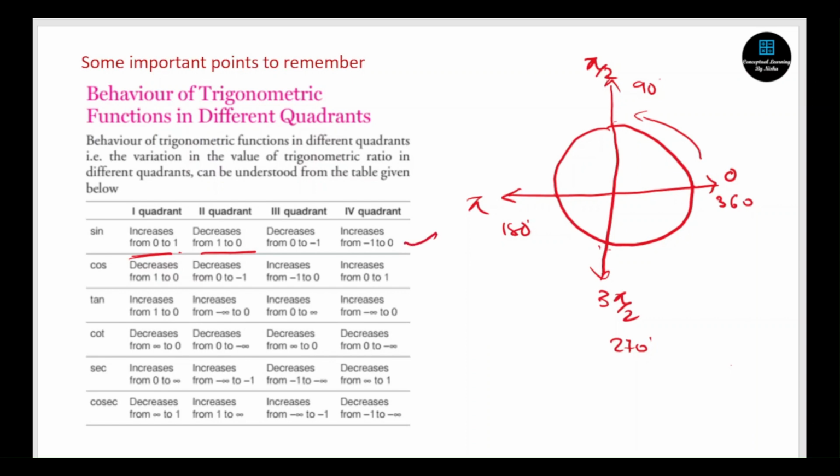Alright. So make sure you understand this. Same way for cos. So cos is decreasing from 1 to 0 in the first quadrant. Again it is decreasing from 0 to -1 in the second quadrant. Third quadrant it is increasing from -1 to 0. And fourth it is increasing from 0 to 1. Alright. So just understand this. And once you understand for sine and cos, you can easily understand for tan, cot, and the remaining trigonometric ratios.